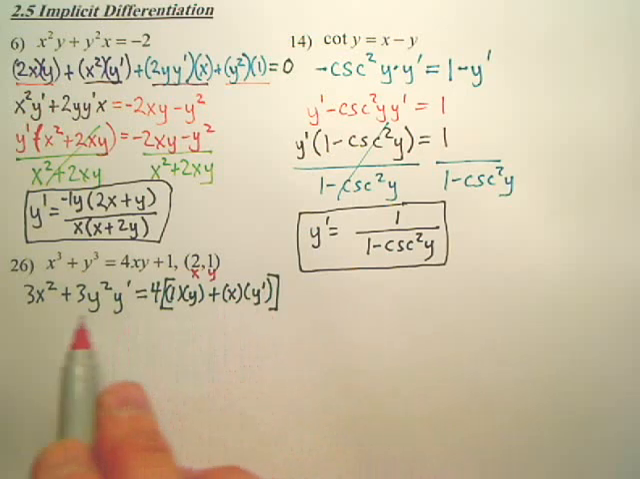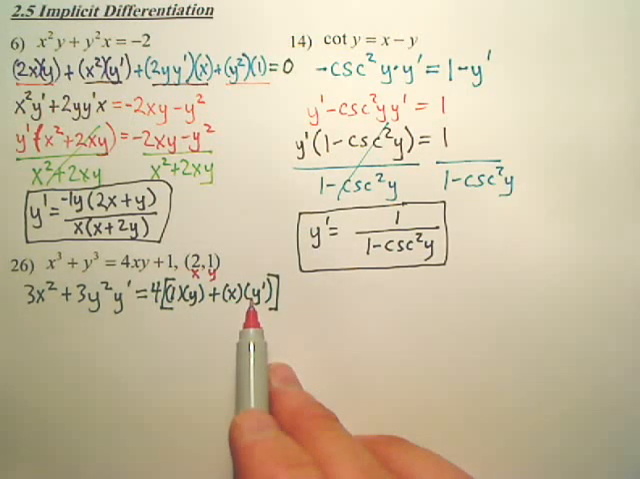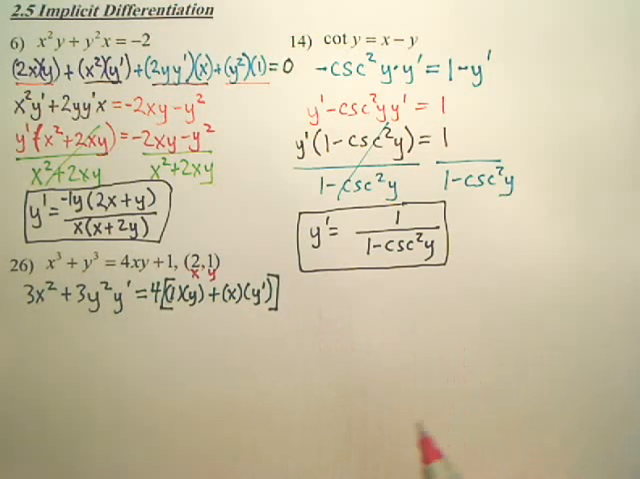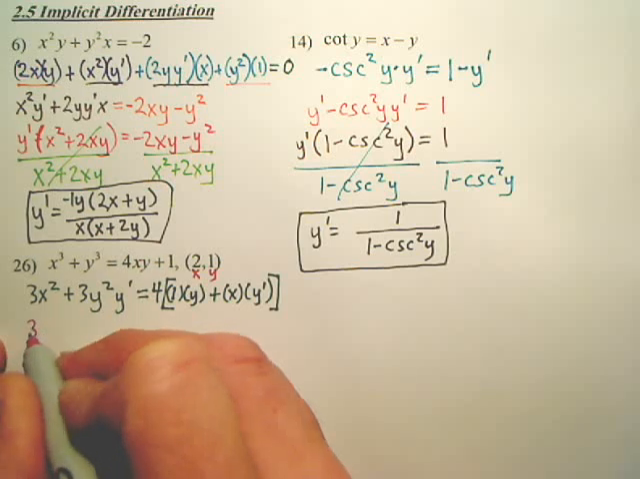Now, do you understand with implicits, you need your x and your y both to find the derivative? When it's explicit, didn't you just need to plug in x? But with implicits, you need to plug in both because you see x's and y's in the whole problem. So let's start plugging in.